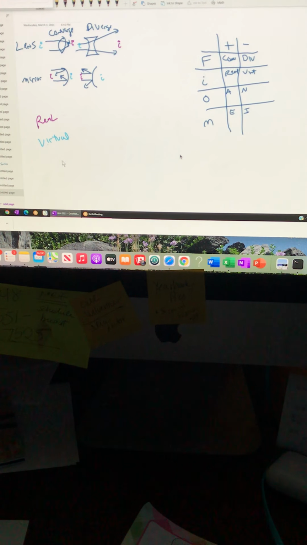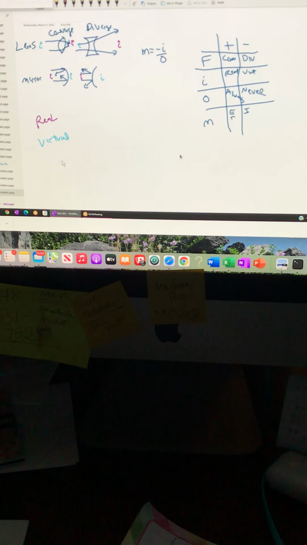Now, you don't read this straight down, and I'll tell you why. Because we need to know that M, which is magnification, are you bigger or smaller, is minus I over O. And here's what I'm going to tell you. O is positive when? Does anybody know when O is positive? Always. O is negative, never, ever.